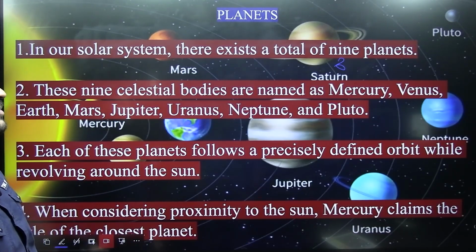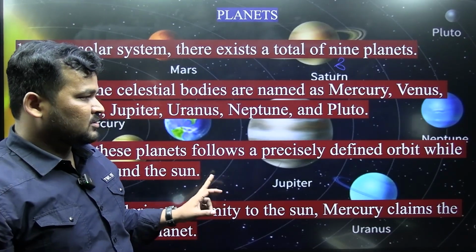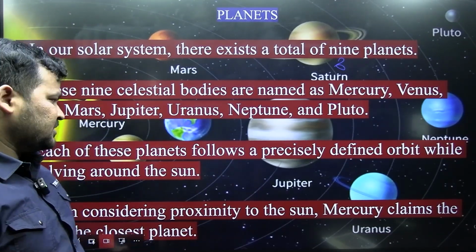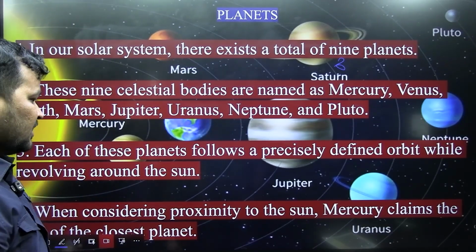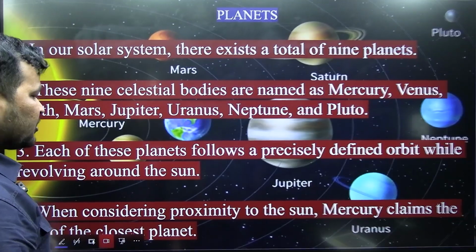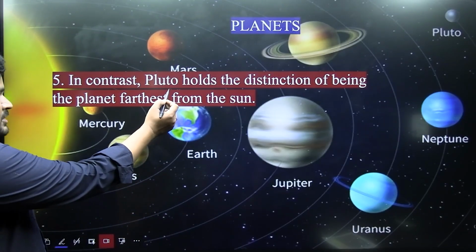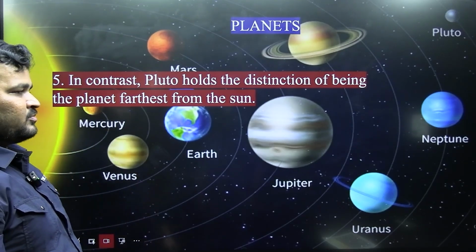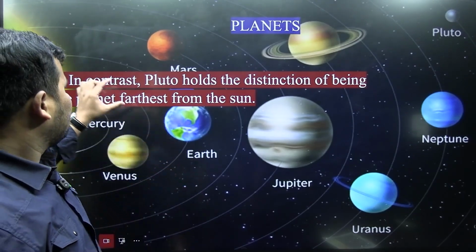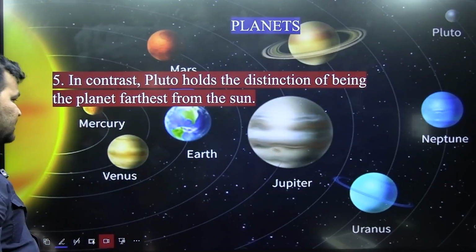Can anyone say what is the shape of the orbit in which the Earth rotates and revolves around the sun? Yes, exactly. Elliptical. So Earth revolves around the sun in an elliptical orbit. Coming to here, in contrast, Pluto holds the distinction of being the planet farthest from the sun. So we know that Pluto is the farthest from the sun.